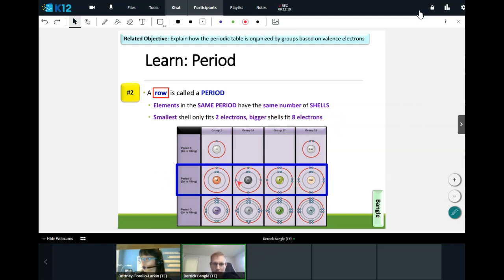All right, so if we read across the table left to right, horizontally, that is a period, and they all have the same amount of shells, which is what we just looked at. The small shell can only fit 2 electrons, but bigger shells fit 8 electrons, right? So for number 2 in your notes, go ahead and mark row and raise your hand when you're ready to move on. I'll give us a timer.